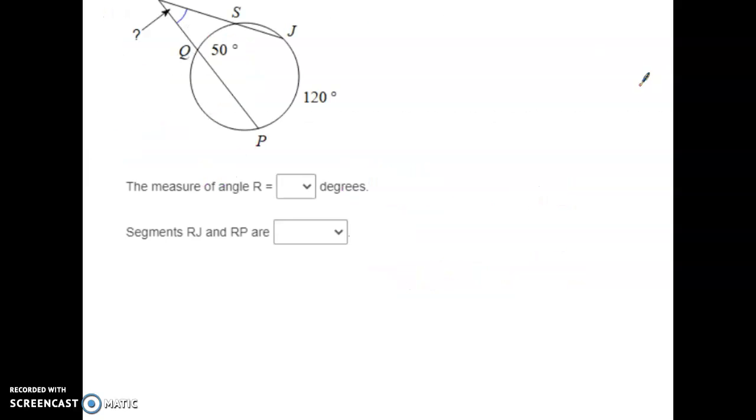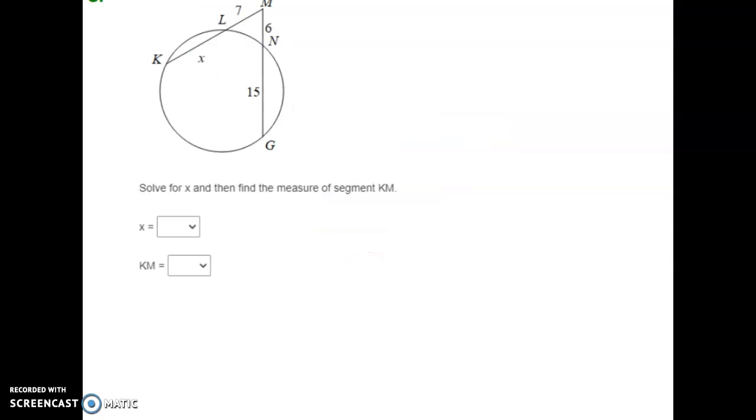Number 7, the measure of angle R. Okay, that is just another formula, 120 minus 50, the big arc minus the little arc, divided by 2, should give you the measure of that angle. And this is problem number 7. The measure of that angle is 35 degrees. And they are secant lines. Secant segments, I should say.